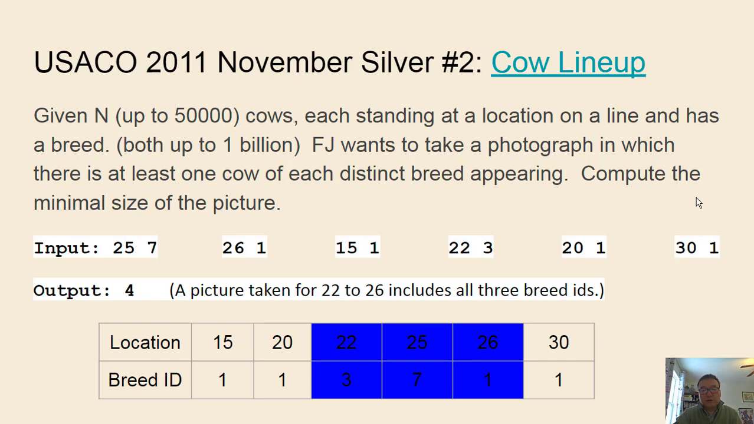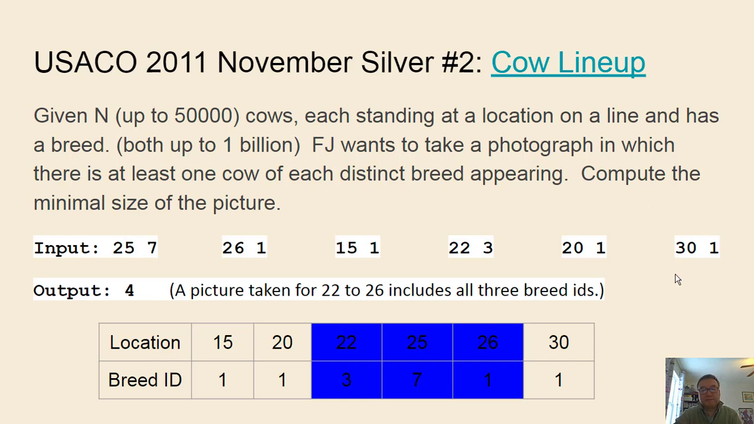Of course if we do it brute force, then we'll be considering all windows and seeing whether each satisfies the condition, meaning that it contains a cow of each breed. If it satisfies the condition, then we keep track of its size, and then we find the minimum size. This will be n cubed, because there are big O n squared pairs, and then to determine what happens in each pair, it will be another linear factor.